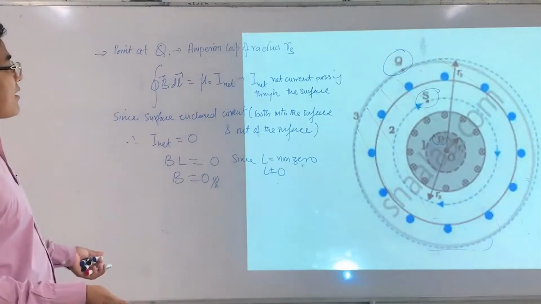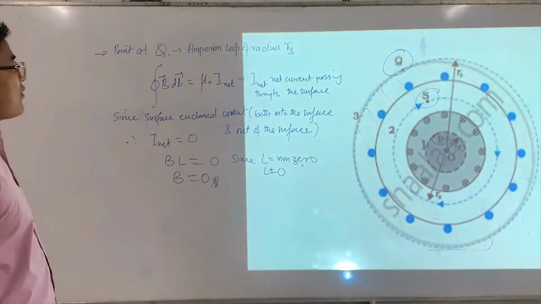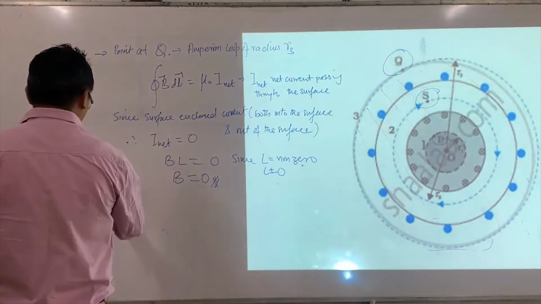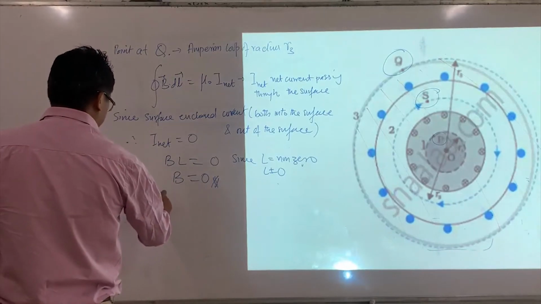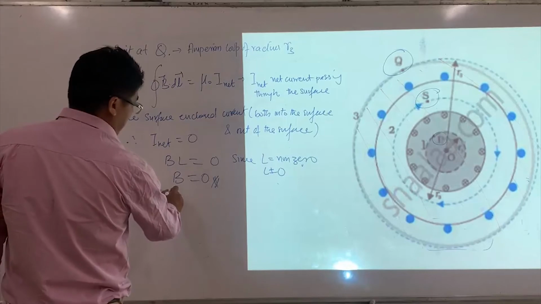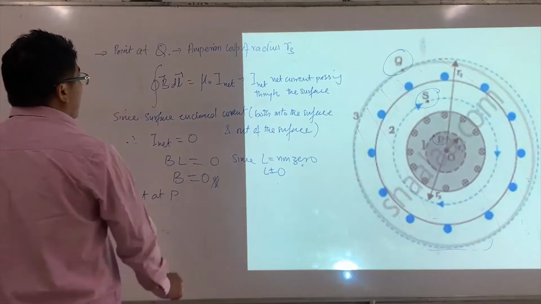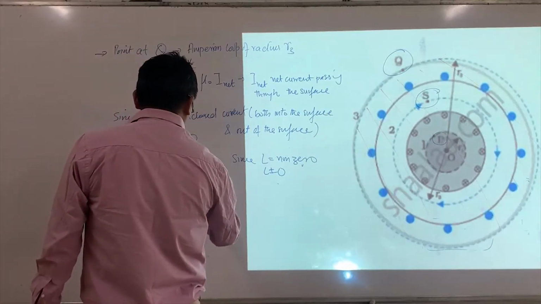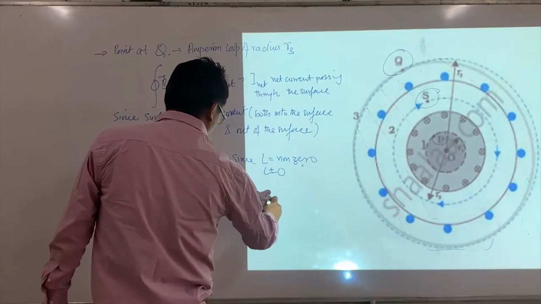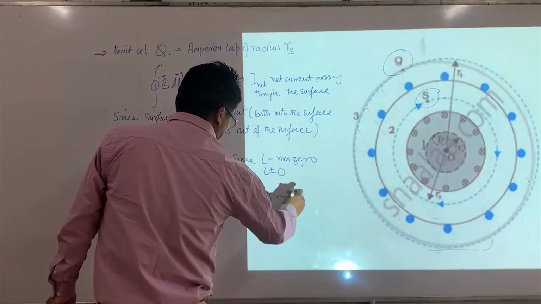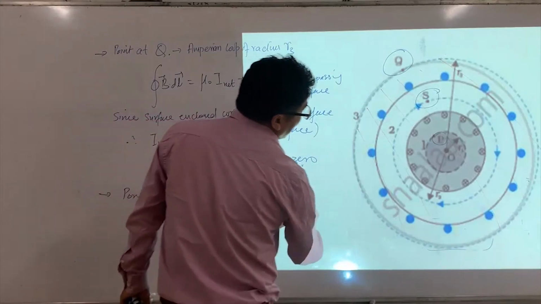So magnetic field at the point P is 0. Magnetic field at point Q is 0, right? Now what about at point P? I have an Amperian loop, again an Amperian loop of radius R1, right?